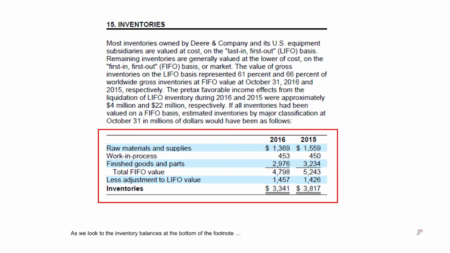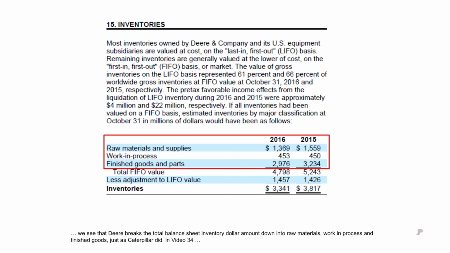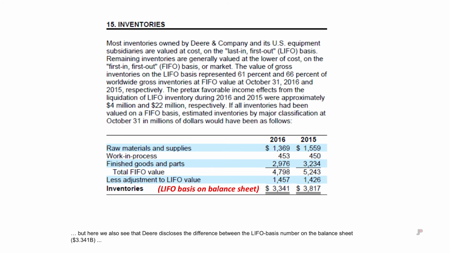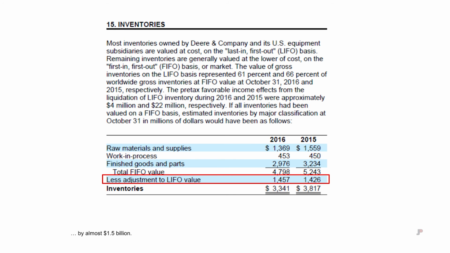As we look to the inventory balances at the bottom of the footnote, we see that Deere breaks the total balance sheet inventory dollar amount down into raw materials, work in process, and finished goods, just as Caterpillar did in video 34. But here we also see that Deere discloses the difference between the LIFO basis number on the balance sheet, $3.341 billion, and what inventories would have been had they been reported on a FIFO basis, $4.798 billion, a much higher number, by almost $1.5 billion.